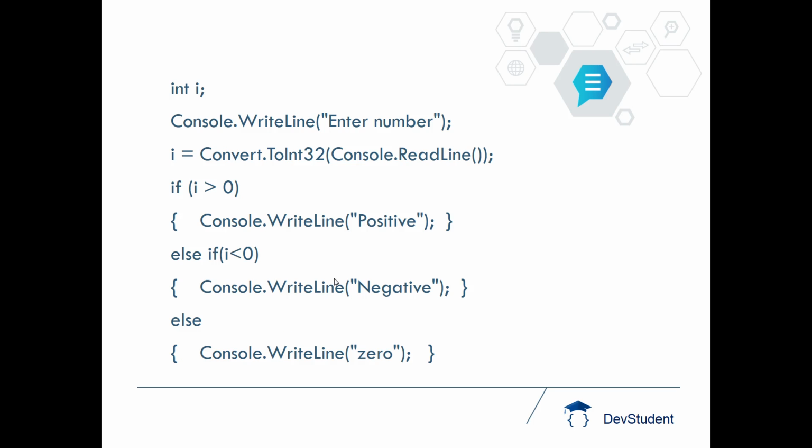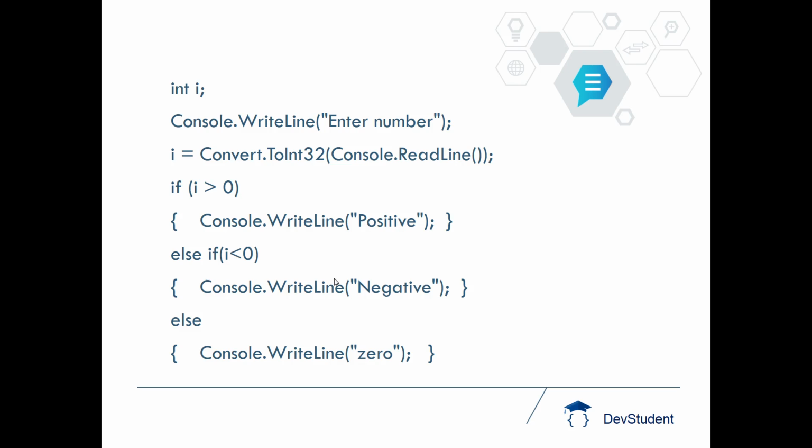So here we have some example code for else if conditions. I have taken a variable int I. I printed a message using Console.WriteLine so that the user is going to enter some number. Whatever he has entered, I have read using Console.ReadLine, which is string type, converted with ToInt32 and placed in I. Now in variable I, I'll have the number which the user has entered.